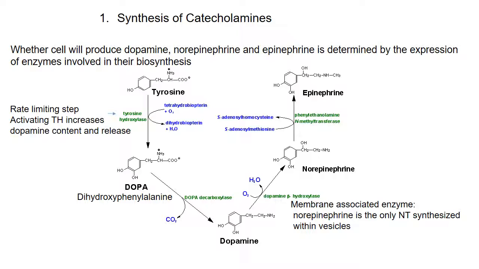And then in a few central nervous system neurons which make epinephrine, or adrenaline, they require one more step and one more enzyme called phenylethanolamine N-methyltransferase, which adds one methyl group to norepinephrine to make epinephrine. And again, whether cells will produce dopamine, norepinephrine, or epinephrine is really determined by the expression of these enzymes. As I said, tyrosine hydroxylase and DOPA decarboxylase are required and present in neurons that produce dopamine. If they're going to produce norepinephrine, they need dopamine beta hydroxylase as well. And if they're going to produce epinephrine, they also need phenylethanolamine N-methyltransferase.